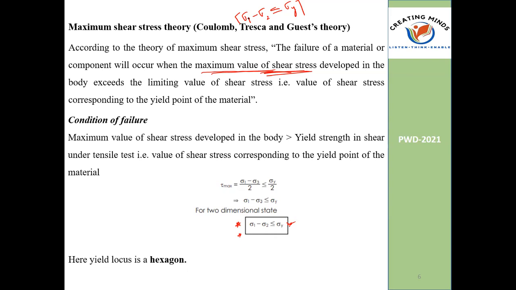So what is the yield locus? Here the yield locus is hexagon. In shear stress, what is the yield locus? Yield locus is hexagon. See, these are very, very simple theories, simple equations, not complicated equations. So first thing, sigma 1 greater than or equal to sigma y. Second thing, sigma 1 minus mu times of sigma 2 less than or equal to sigma y. The third one is sigma 1 minus sigma 2 less than or equal to sigma y.